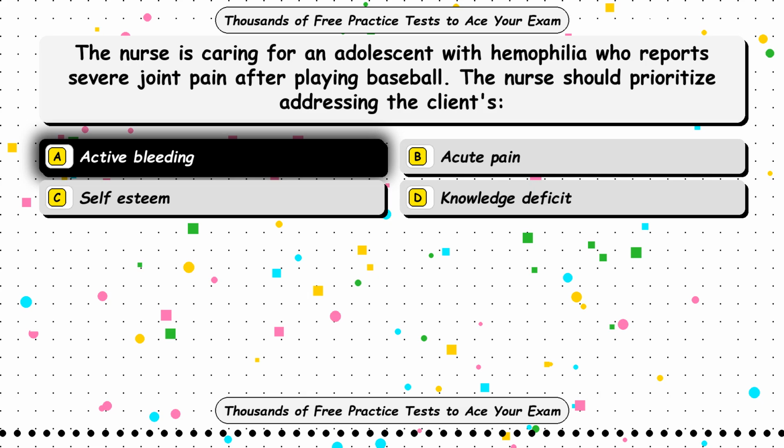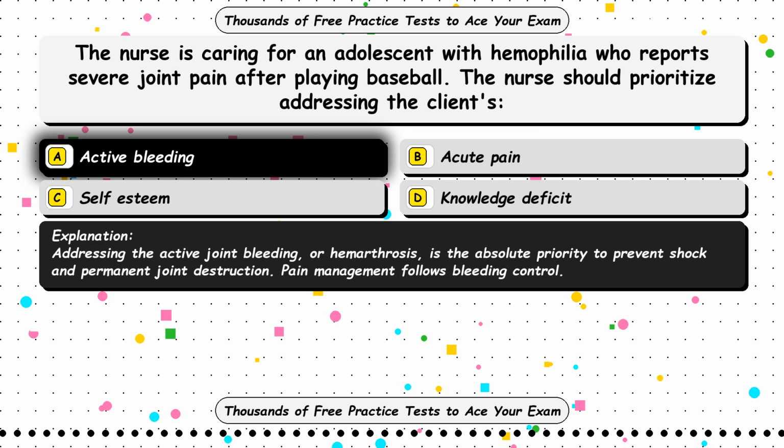The correct answer is option A, active bleeding. Addressing the active joint bleeding, or hemarthrosis, is the absolute priority to prevent shock and permanent joint destruction. Pain management follows bleeding control.